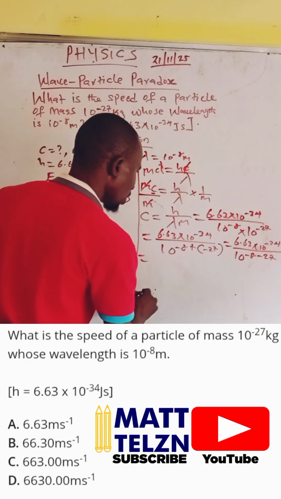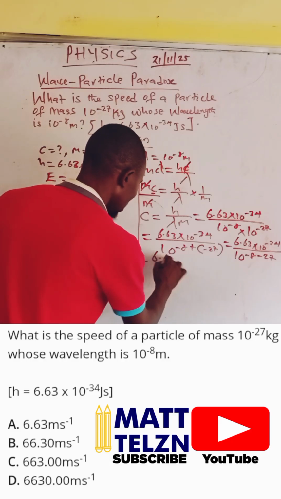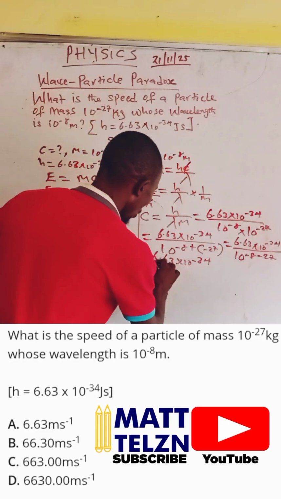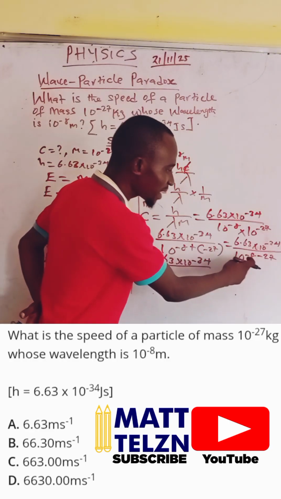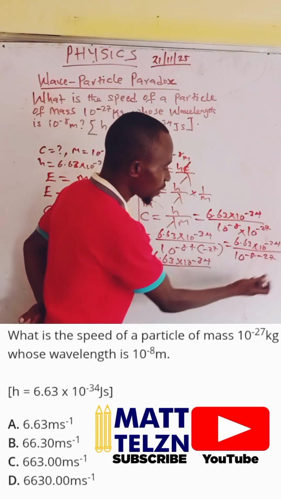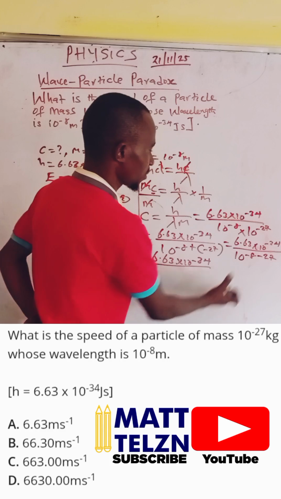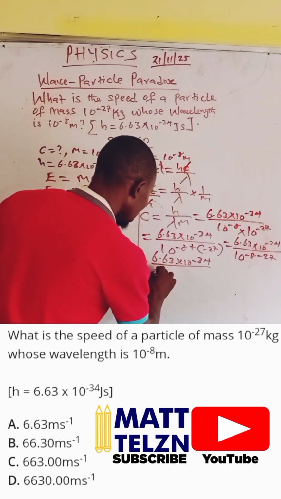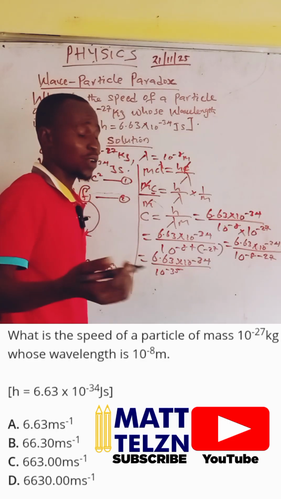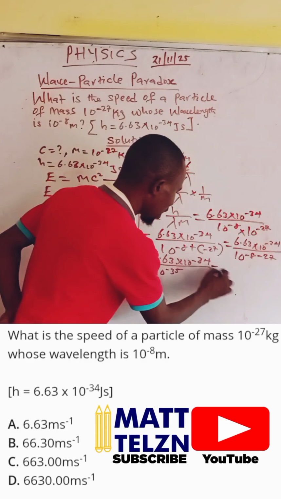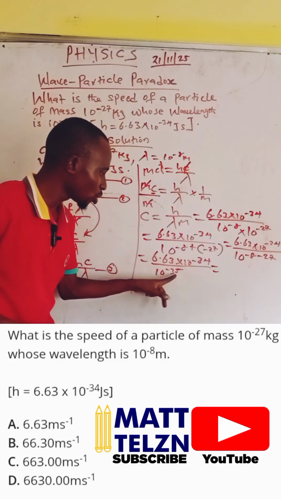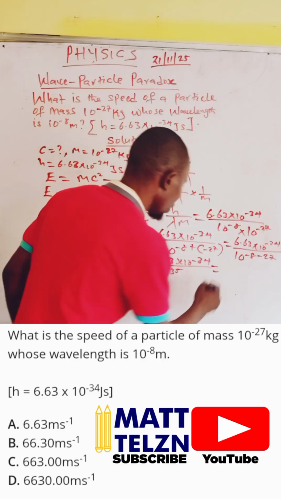Good. So next thing I'm going to have is 6.63 times 10 raised to the power minus 34 divide by minus 8 minus 27. What am I going to have? This should give me minus 35. So what I have here is 10 raised to the power minus 35, right? Good. I'm going to apply another law of indices, all right? So what I'm going to have is, if I'm dividing that which have the same base, I'm going to subtract their index.